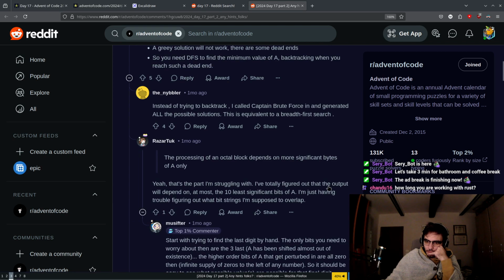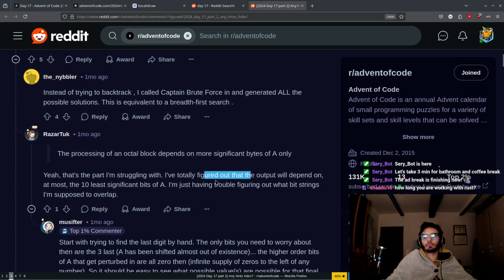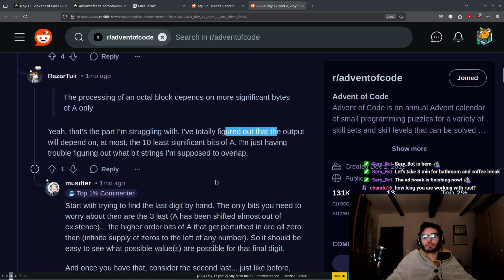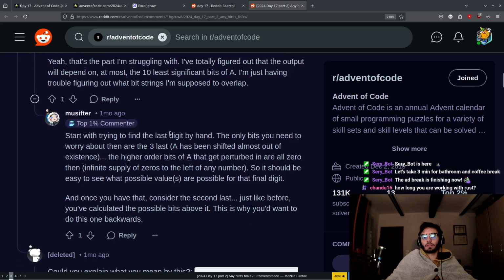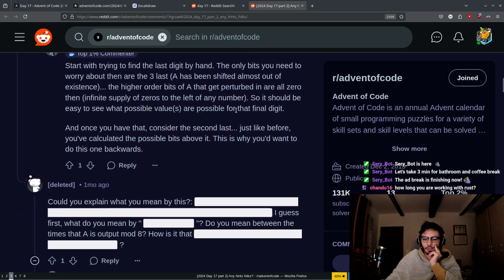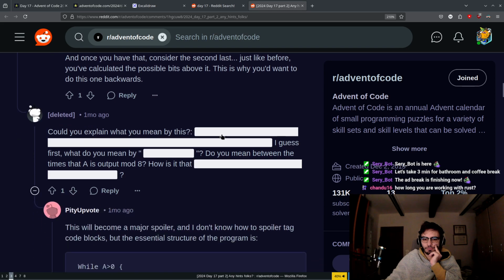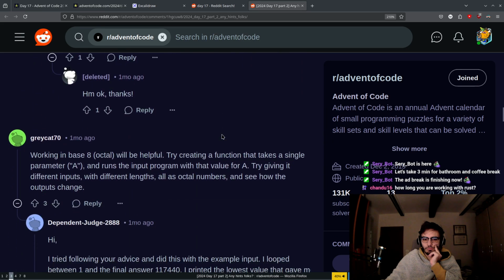Yeah, that's the part I'm struggling to figure out, that the octal will depend. Starting with, find the last digit. The only bits you need to worry about are the last three. A has been shifted almost out of existence. Higher order bits of A get perturbed or are infinite. Let's see what possible values are possible for that final digit.